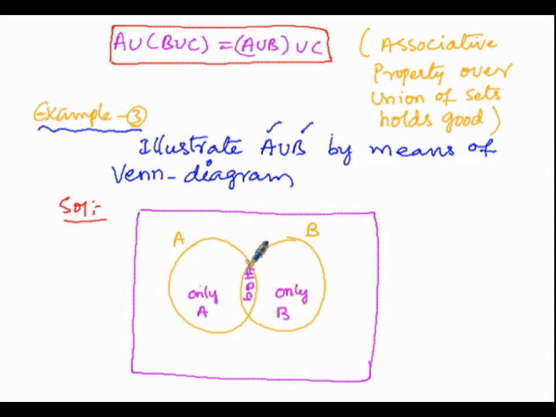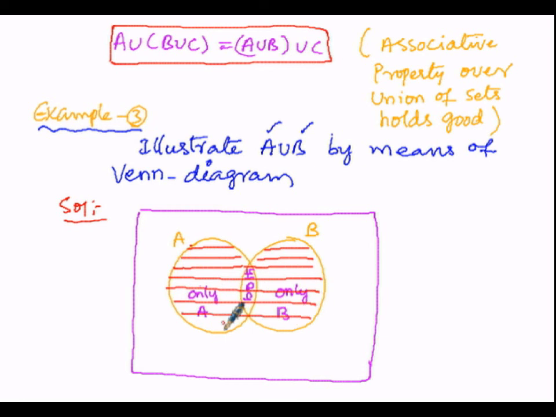But we have to find it as per the definition of A union B. A union B is nothing but the elements which are present in either A or B or both. So we have to draw lines in both the sets. This indicates either A or B or both. This horizontal line is indicating A union B.